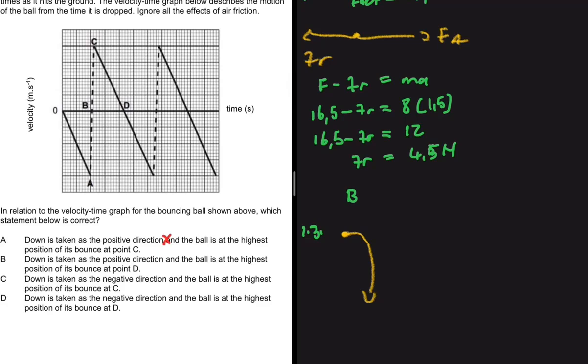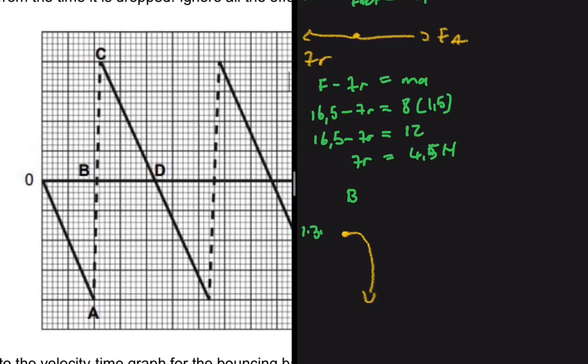Let's look at B. B says down is taken as positive. Again, we know that B cannot be correct because we can easily see that down is not taken as positive. Let's look at C. Down is taken as negative. Right, now there's something to think about. Down is taken as negative and the ball is at its highest point of its bounce at C. So let's go and look at C. C is right here. And we know fully well that at the highest point, V equals 0 meters per second. So C cannot be our highest point because velocity is not equal to 0 at that point.